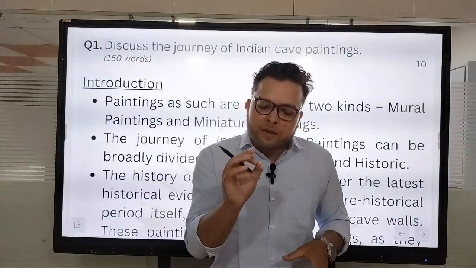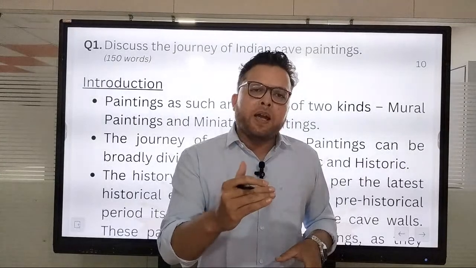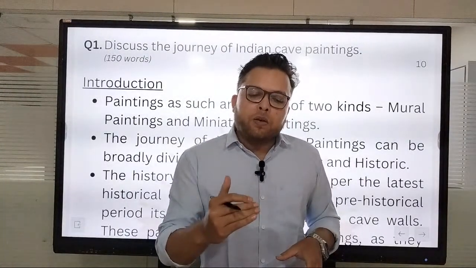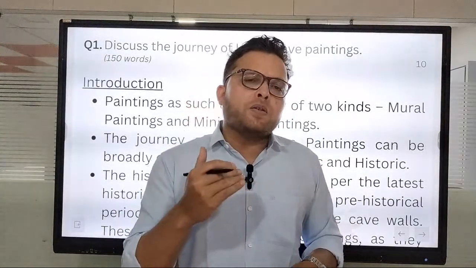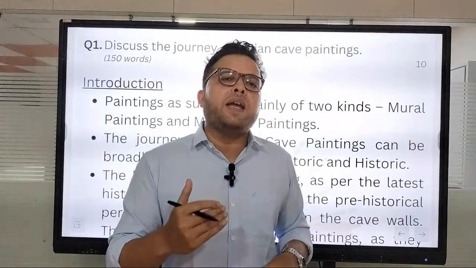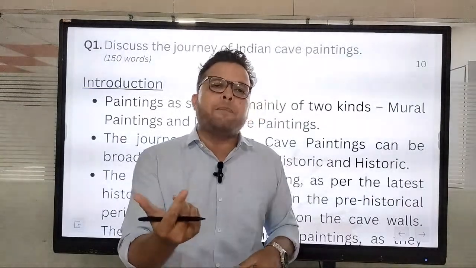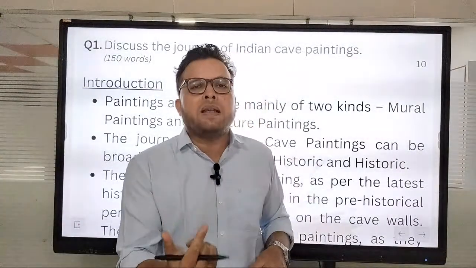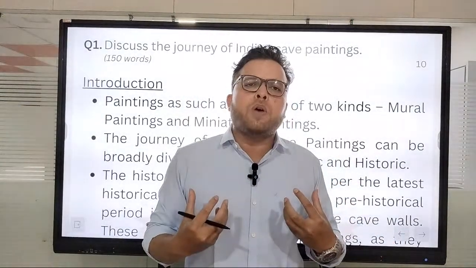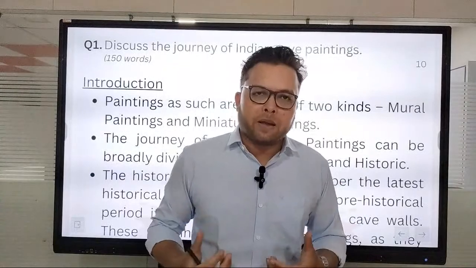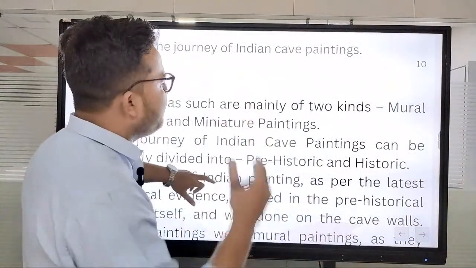There is another term by the name of proto-history. What is the meaning of proto-history? Proto-history refers to that period of history when people knew how to write, they had a script, but we have not been able to understand what exactly they wrote. For example, a beautiful example of a proto-history civilization would be the Indus Valley civilization, because they knew how to write, but we have not been able to decipher their language. So without any further delay, let's trace the journey of prehistoric or Indian cave paintings.